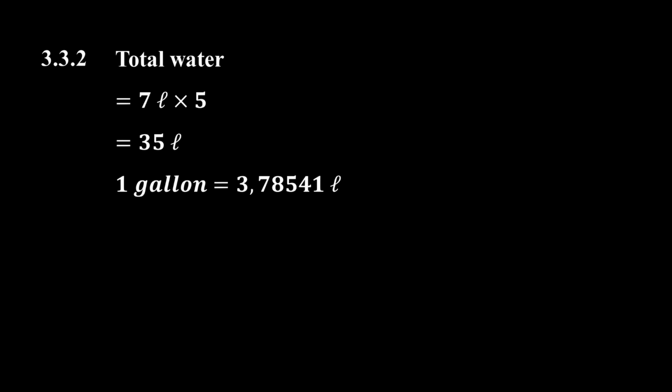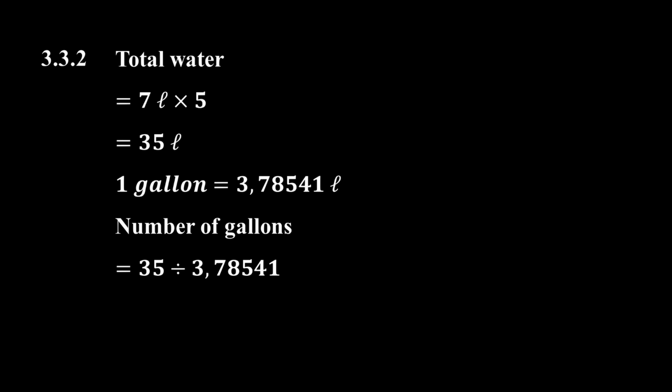3,78541 liters, the total number of gallons needed will be 35 liters of water divided by 3,78541 liters per gallon, and this equals 9,24602619 gallons. Rounding this value to 2 decimal places will give us 9,25 gallons.